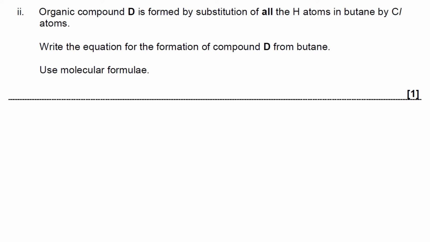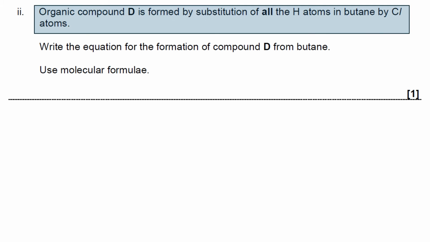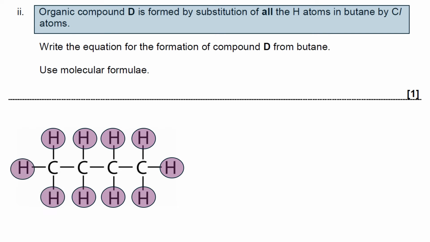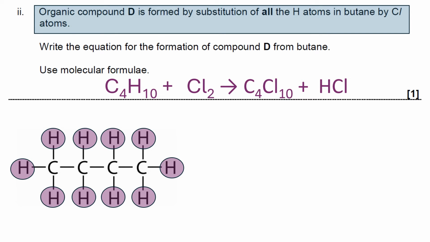The next part of the question is asking you to write the equation for the formation of compound D from butane. Now, because you've substituted all of the H atoms in butane by chlorine, you can imagine that every single hydrogen that I'm highlighting is actually being swapped for a chlorine. So that allows you to come up with C4H10 plus Cl2, giving you C4Cl10. And the important thing to remember is HCl is the side product, not hydrogen.